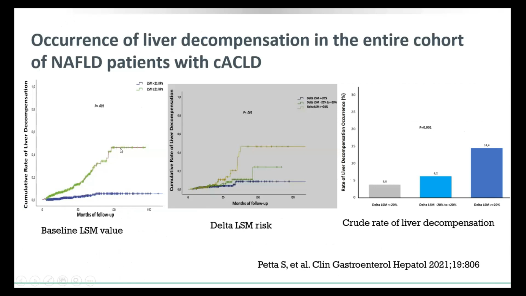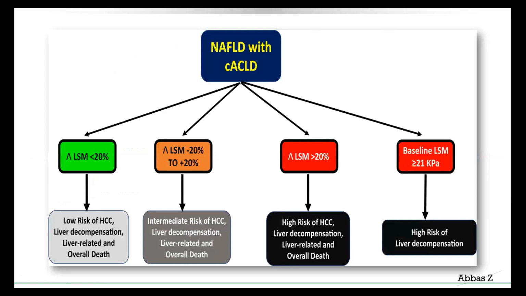As we can see, this can predict who are the patients who are going to decompensate or have variceal bleeding. And in this study, the cutoff was 21 kilopascal, and then they followed up the patients with time, and they showed that if there is further impairment of the elasticity, there is more chance of having decompensation. And in this bar chart, we can see the number of events increase if there is further impairment of the elasticity.